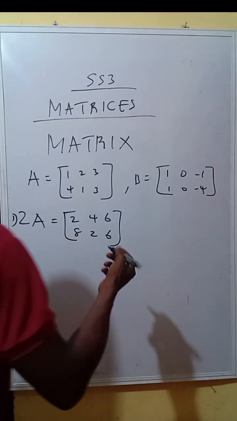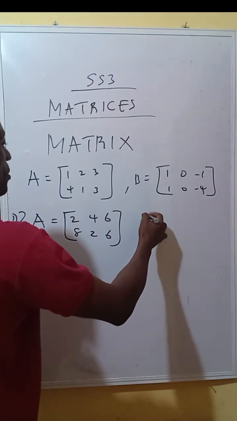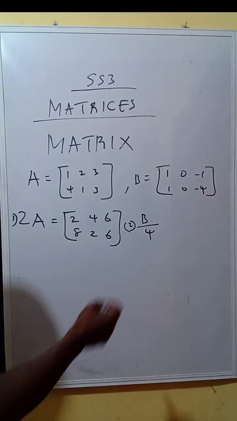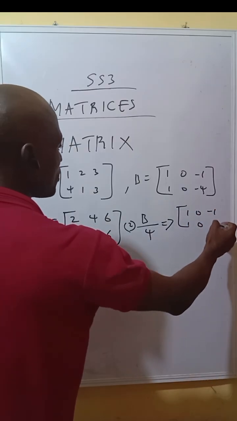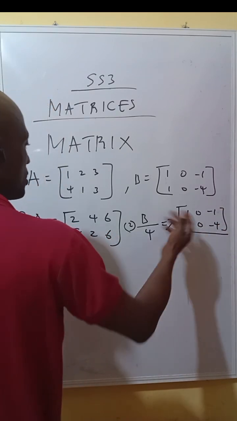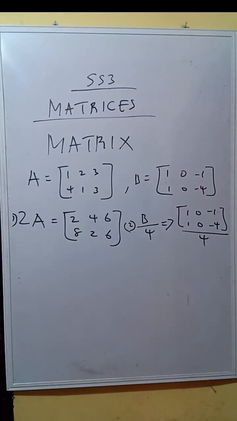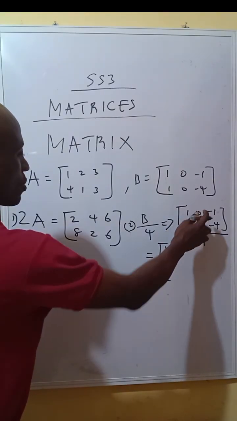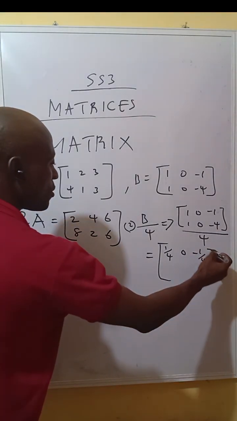So if you are asked to find, in fact, you can even be told to do division now: B divided by 4. B divided by 4 will be all the entries, or all the elements, same thing, divided by 4. So this would be 1 over 4, the first one. The second one, 0 divided by 4, which is 0. The third one, minus 1 divided by 4, minus 1.